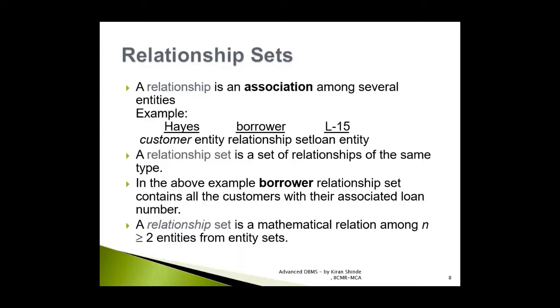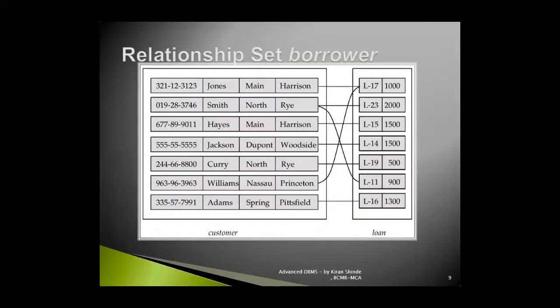Hayes is a customer, or the name of the customer. Borrower is the relationship between Hayes and the loan. Here we have mentioned that Hayes is a customer who has borrowed a loan. The number of that particular loan is L50. So the customer entity set is related to the loan entity set. A relationship set is a set of relationships of the same type. Here borrower is the example of a relationship set. Why relationship set? Because here more than one customer is getting associated with the many loans mentioned in the loan table. So there is a relationship set depicting many entities which are related or associated with each other. This is the example.